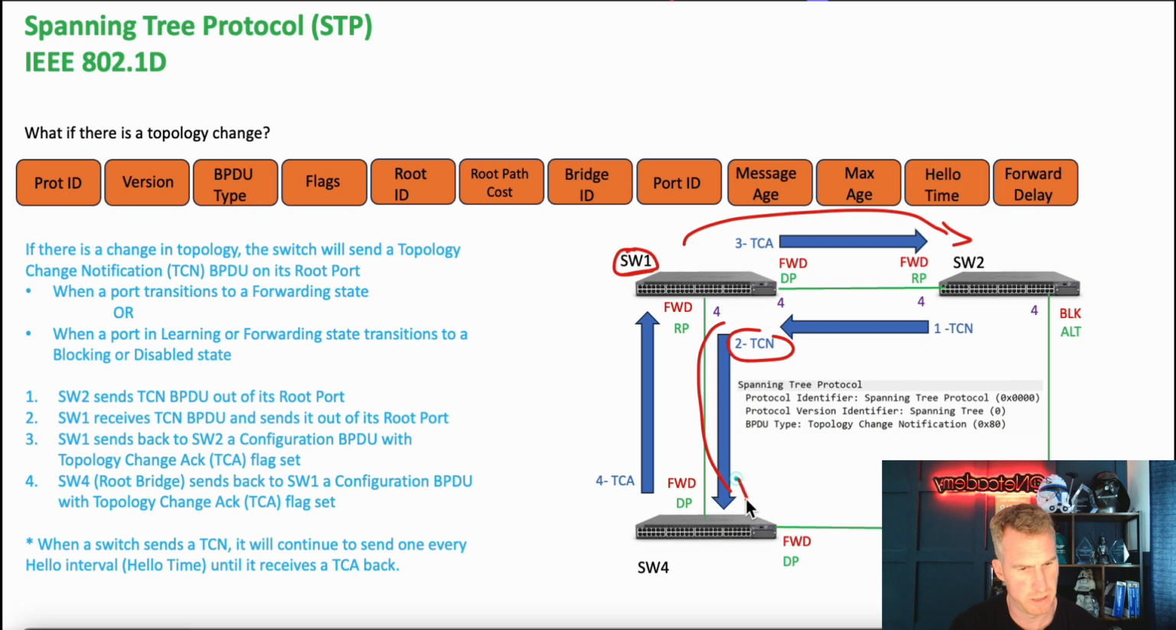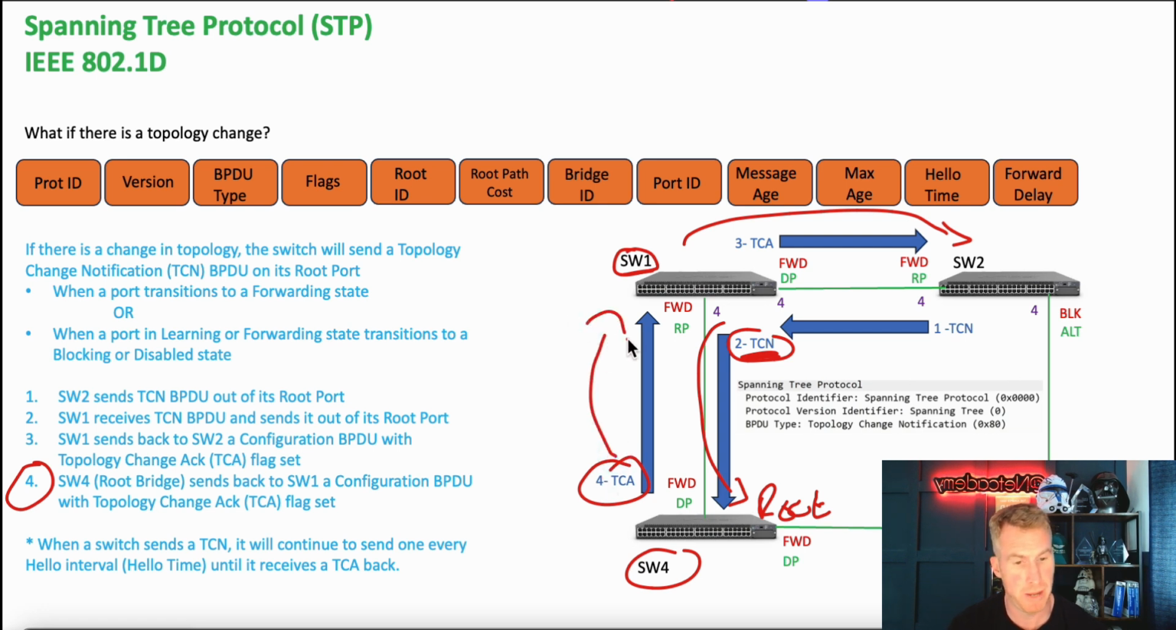And SW1 has sent that acknowledgement back to SW2, but the second step was for SW1 to send the topology change notification to the root bridge, to SW4. And now the fourth step is, in this case, our root bridge SW4 here. It's going to send that topology change acknowledgement back to SW1 and say, yep, I can see your topology change notification BPDU type, and I am going to set my flags to again give you a TCA, I'm acknowledging your notification.